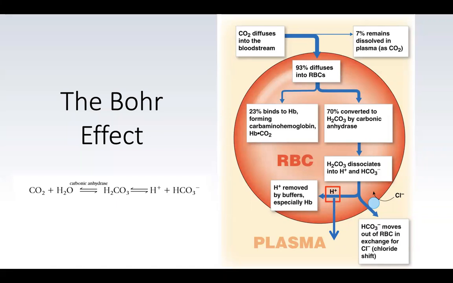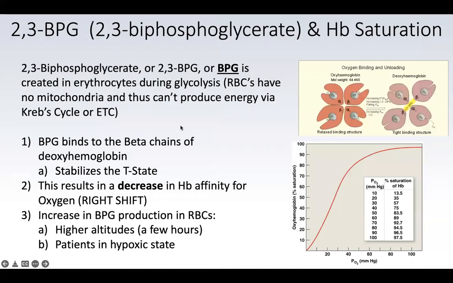Speaking of effect, this effect of producing carbonic acid from carbon dioxide in red blood cells is known as the Bohr effect. Do you remember when I mentioned 2,3-BPG with reference to deoxyhemoglobin? We're going to talk about it more now.